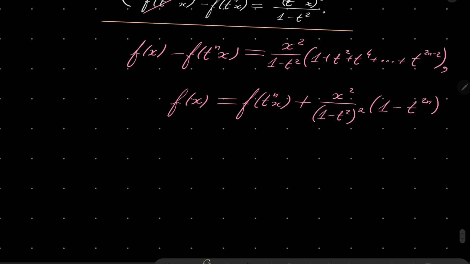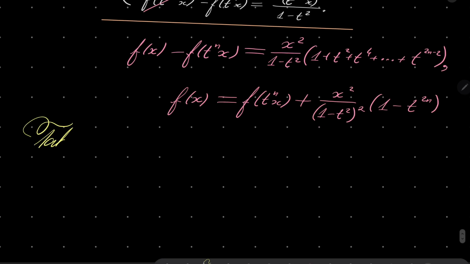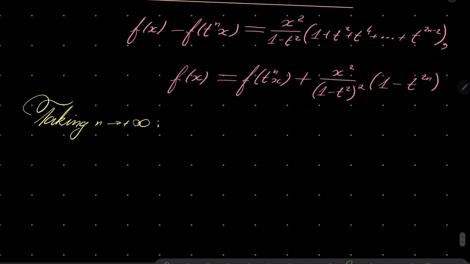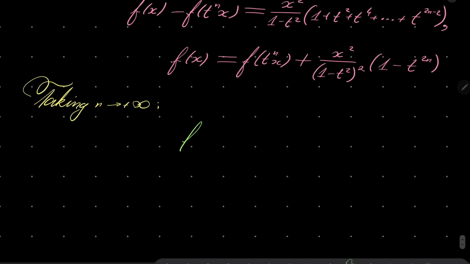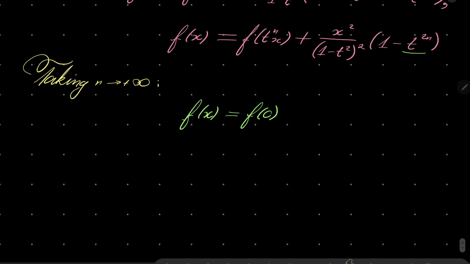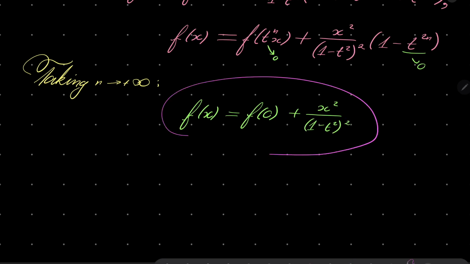And again, let's take n to infinity, and we'll have the following. On the left hand side we'll have f of x. On the right hand side this goes to 0, so we have f of 0 again by the continuity at 0. This goes to 0. So we have plus x squared over (1 minus t squared) squared. And that is our formula for our function.